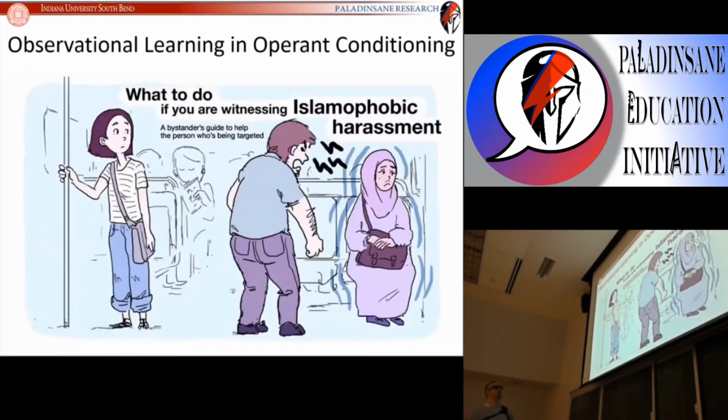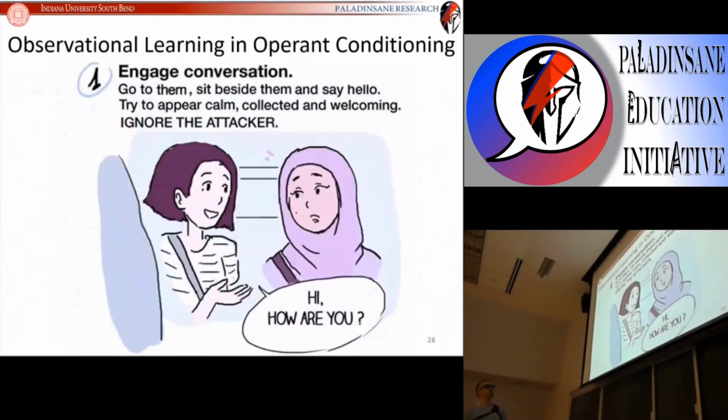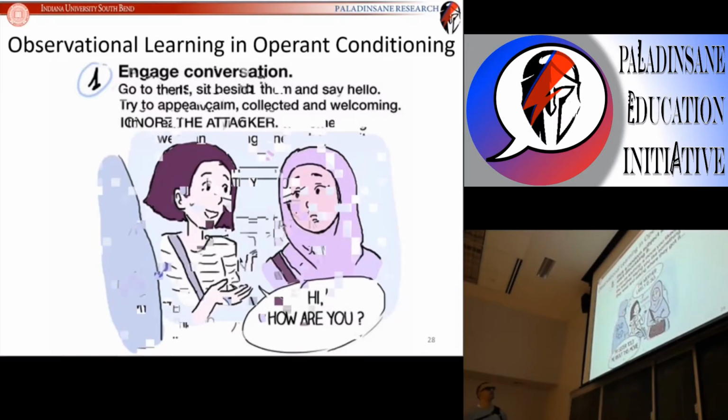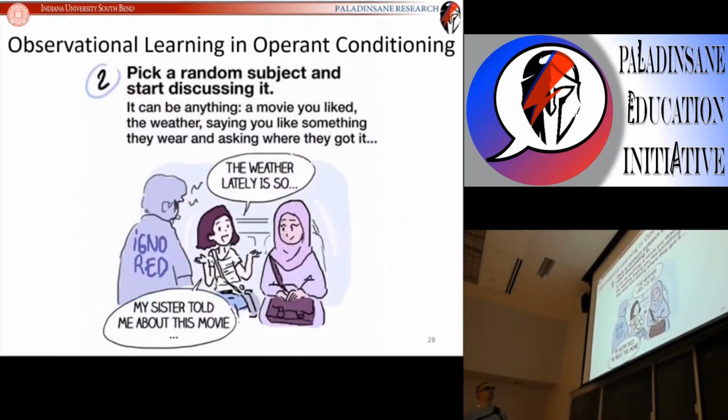So it goes, what to do if you are witnessing Islamophobic harassment, a bystander's guide to help the person who's being targeted. Engage in conversation, go to them, sit beside them and say hello, try to appear calm, collected, and welcoming. Ignore the attacker. Pick a random subject and start discussing it. It can be anything, a movie you like, the weather, saying you like something they wear and asking where they got it.